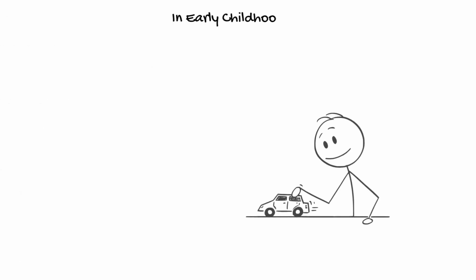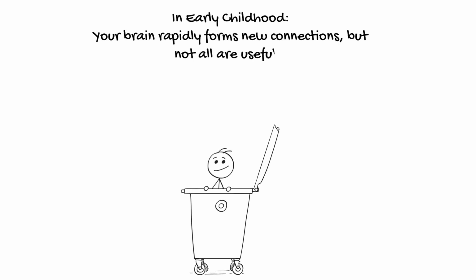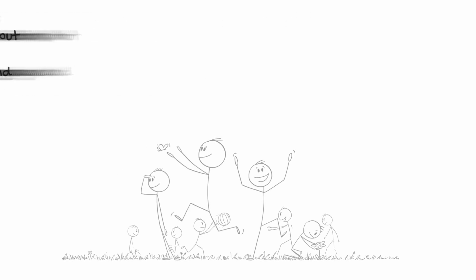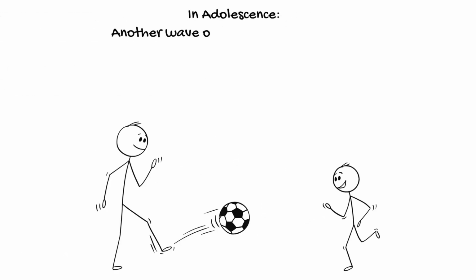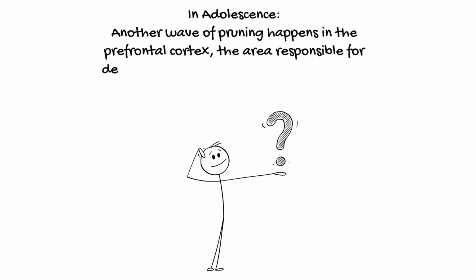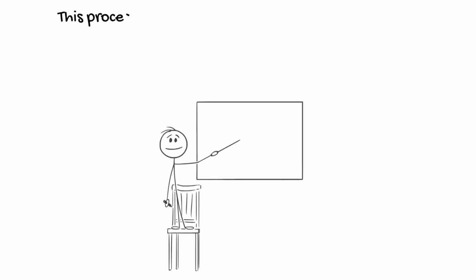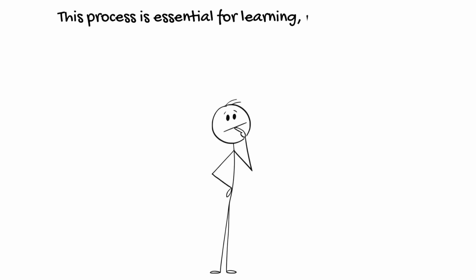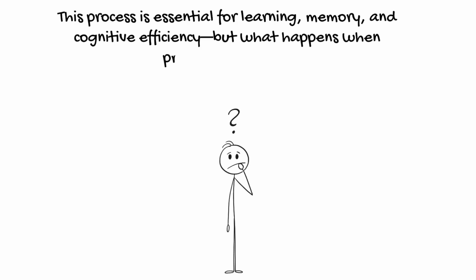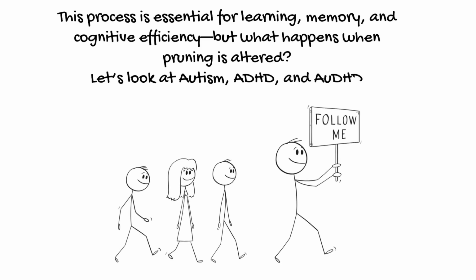In early childhood, your brain rapidly forms new connections, but not all are useful. Pruning helps refine skills like language and movement. In adolescence, another wave of pruning happens in the prefrontal cortex, the area responsible for decision-making, focus, and impulse control. This process is essential for learning, memory, and cognitive efficiency, but what happens when pruning is altered? Let's look at autism, ADHD, and AuDHD.